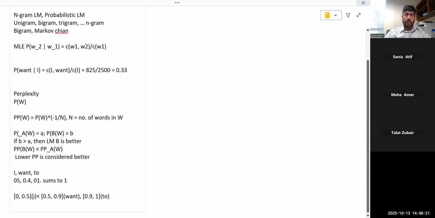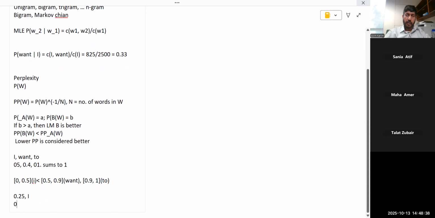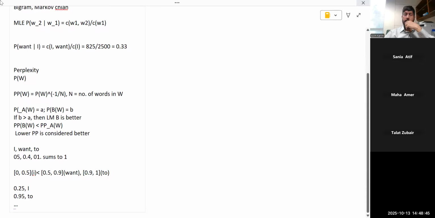ठीक है. So now given a uniform random generator between 0 and 1, यूनिफॉर्म रैंडम नंबर जनरेटर, लेट्स से मैं जनरेट करता हूँ, I get 0.25. तो this would mean that I am generating the word I, because it falls in that interval. सो लेट्स से फिर मैंने इसको जनरेट किया, तो I get 0.95. It means that I am generating the word to, and so on. So this random number is generated uniformly, but then we check the interval in which it lies and generate that word.